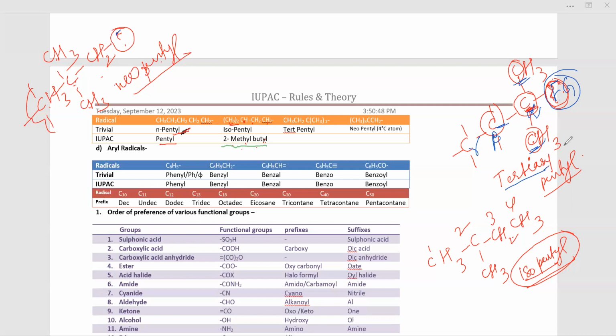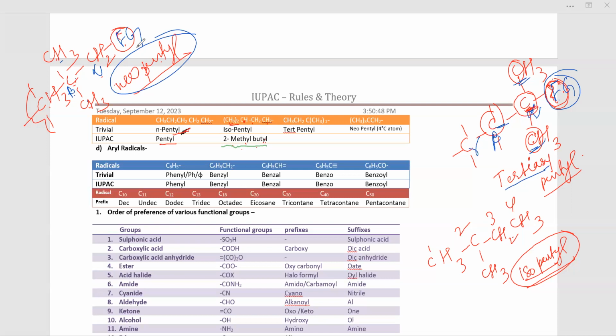Now see, this is your functional group. So this is alpha and this is beta. Here beta is attached with three radicals, three carbon atoms, then it will be neo. This is very confusing, beta. You have to practice here a lot. What's the difference between secondary and iso? What's the difference between tertiary and neo?